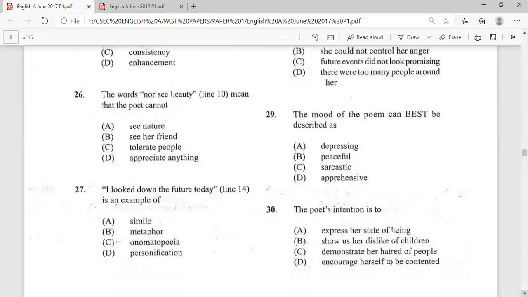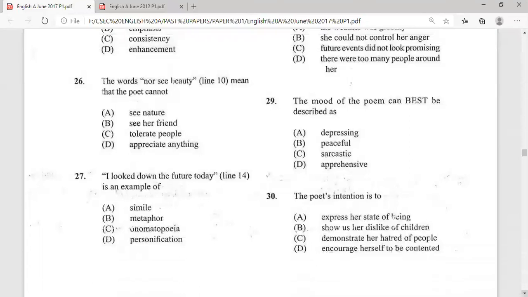And 30, what do you think the intention of the poet is in terms of purpose? Why would the poet tell us all these things? What's the intention of the poet? And of course, it's not to tell us that she dislikes children, but it's today being a bad day. She doesn't like people right now. Nothing looks beautiful. But overall, her intention is to just tell us of how she's feeling today. And so A, express her state of being, would be the answer.